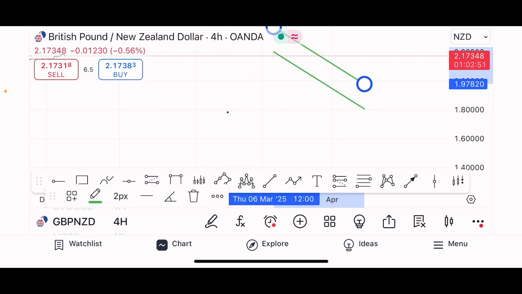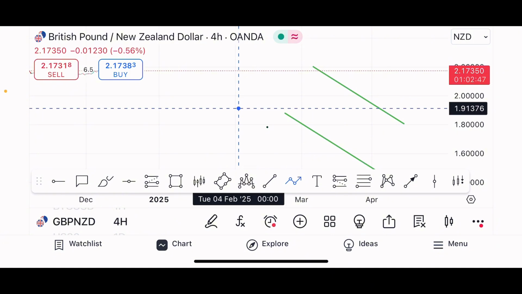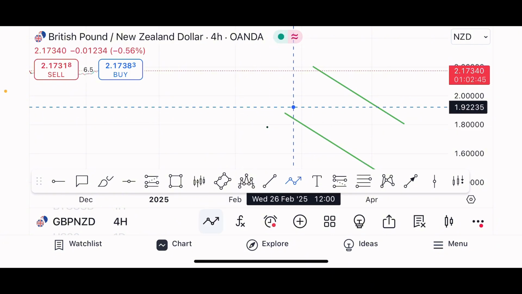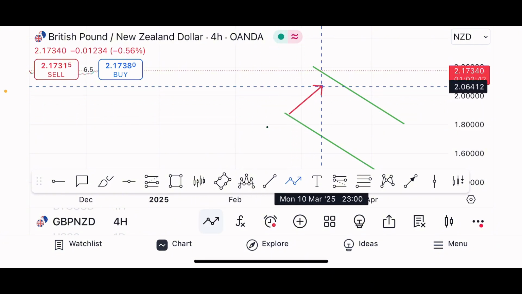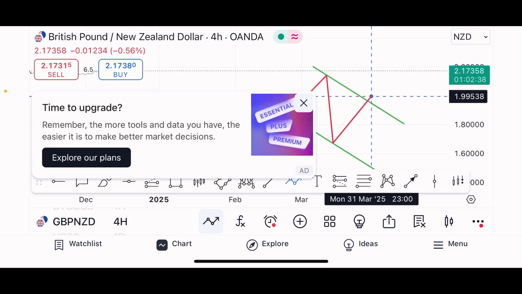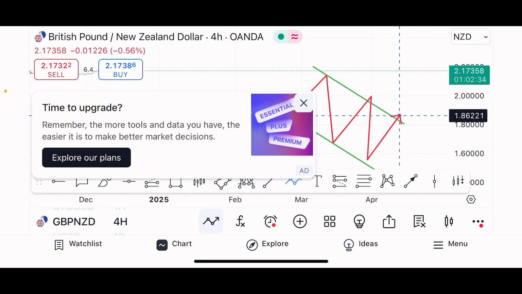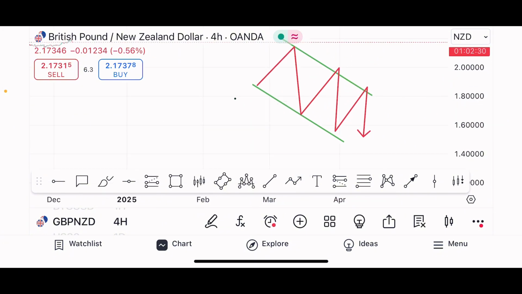We have our first one, clone it, place it down, as you can see. Then the market will create a series of highs and lows. The market will push down, push back up, push down, push back up, but overall it's trending towards the downside.